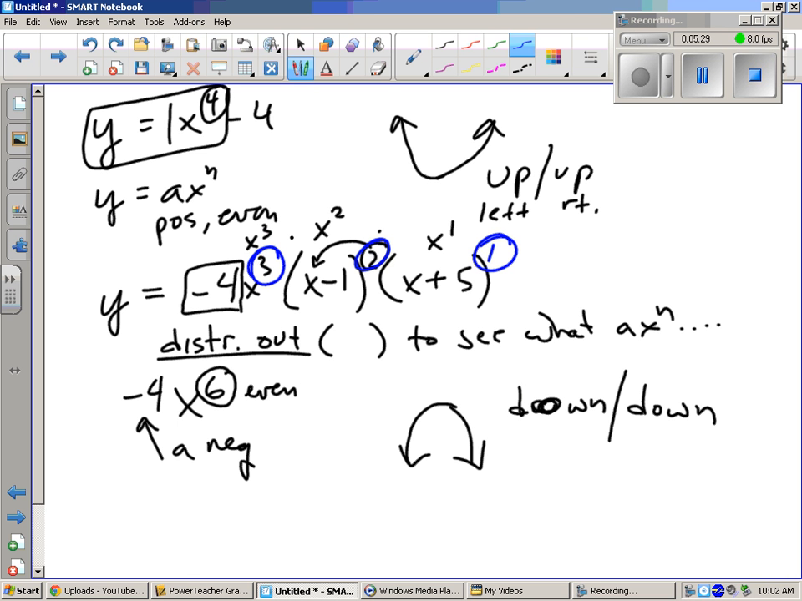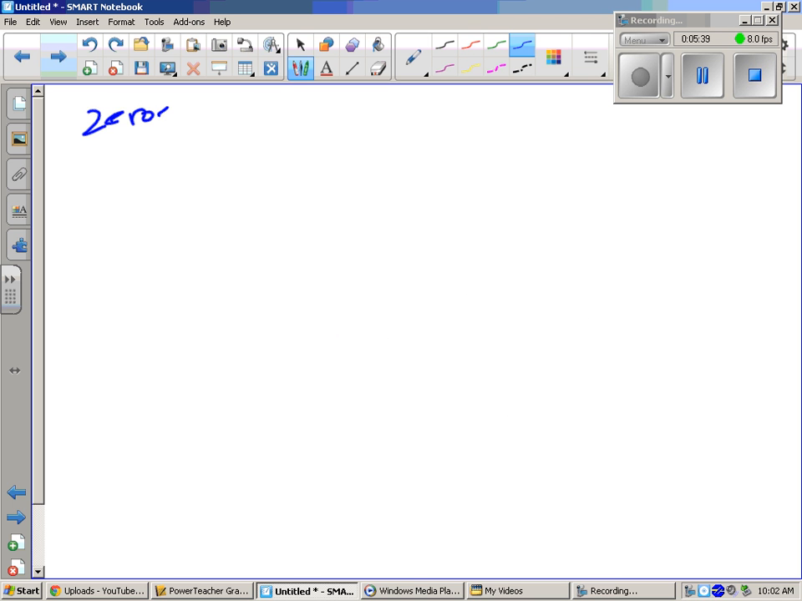All right, let's talk about the zeros of the polynomial. When it's in this parentheses form, we're going to get zeros. Let's go to the next page here. Zeros, in other words, are the x-intercepts. We also call them the roots, or we call them the solutions to the polynomial.